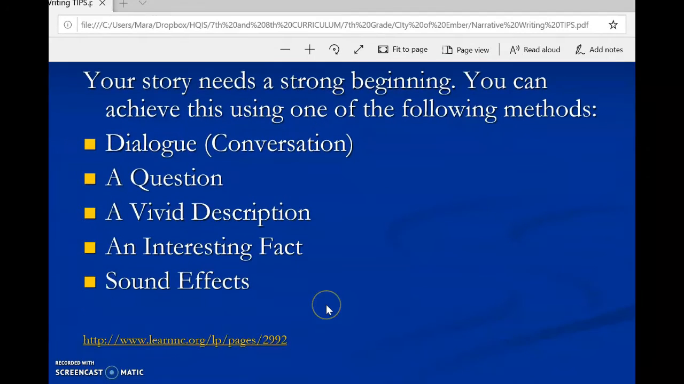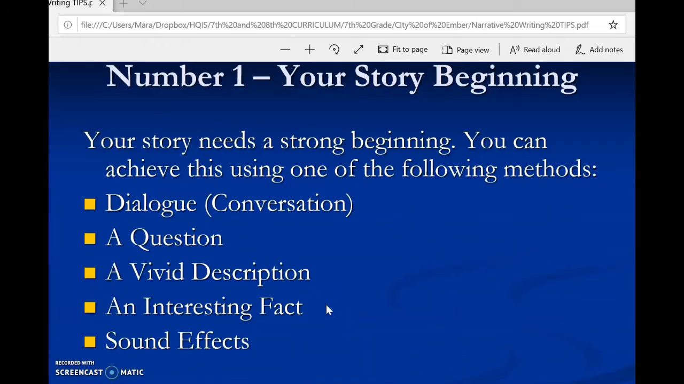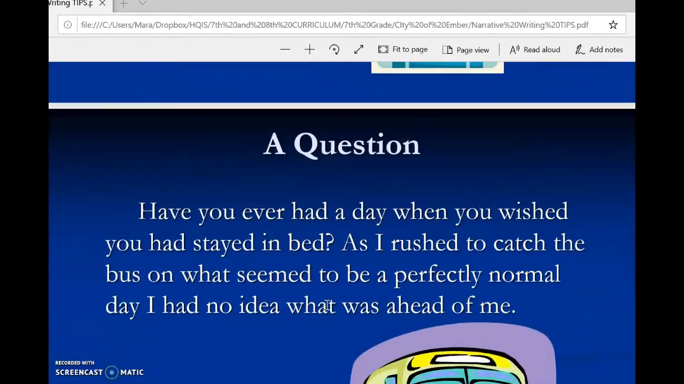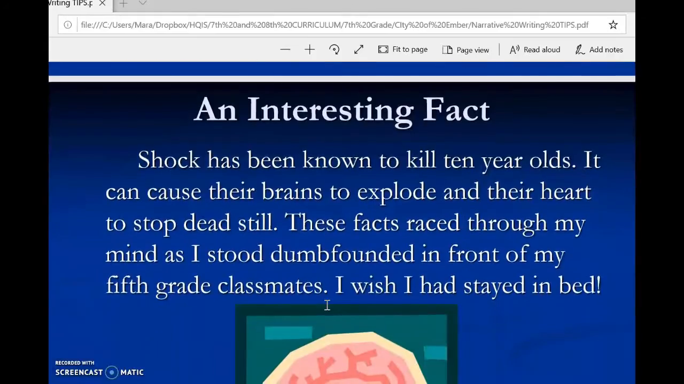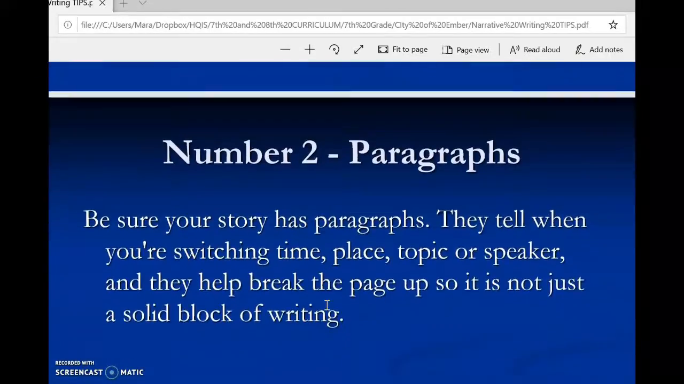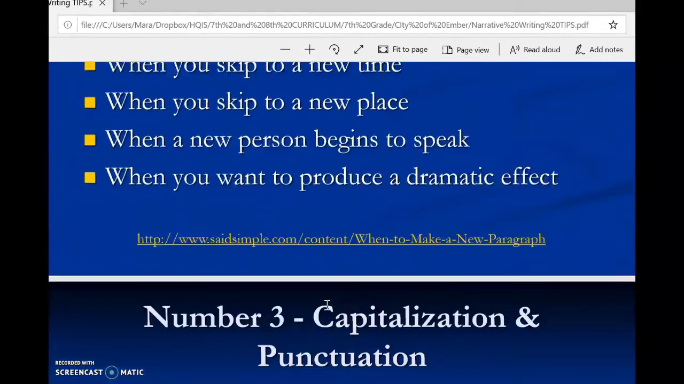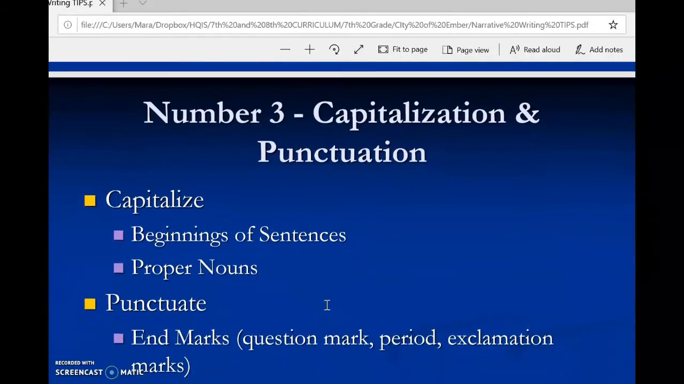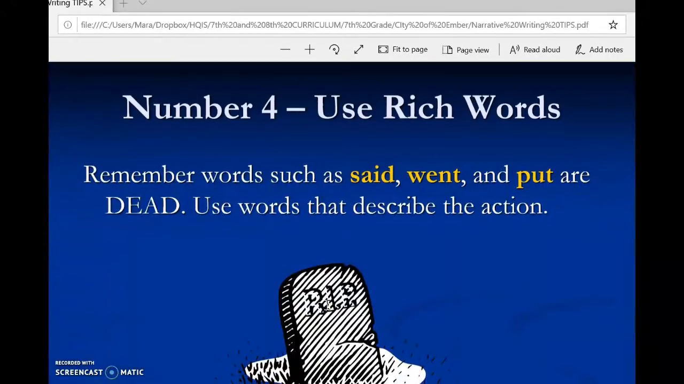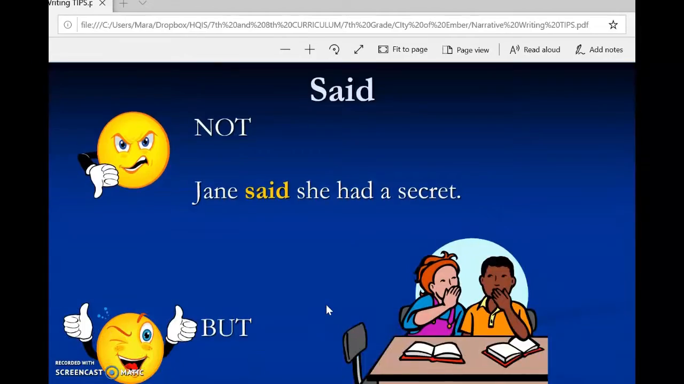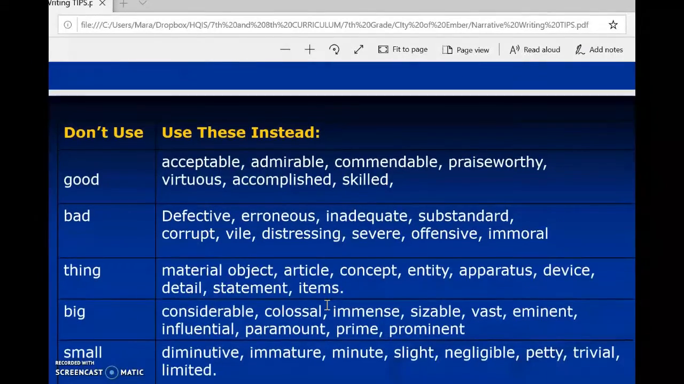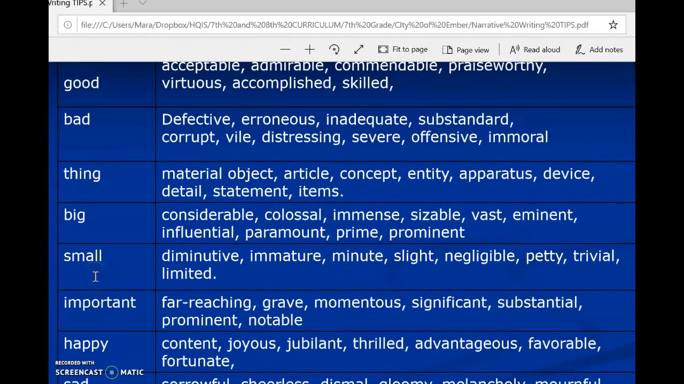Finally, what I'm going to include in here is this little PDF of 10 things to remember in writing a narrative. You have just a few kind of reminders that you already know and that I already went over, but it's just another resource for you to have. Okay, so things that you can use that you already know, like, make sure that you capitalize and punctuate, make sure you use rich words. The examples for you, make sure you use, there's a few different words that you can substitute instead of saying good, bad, thing, big, small, important.